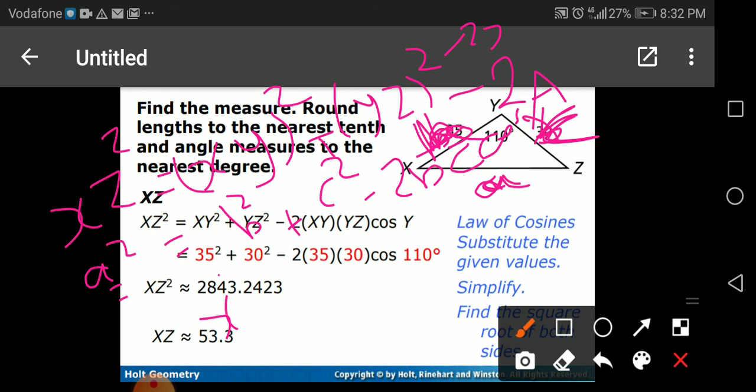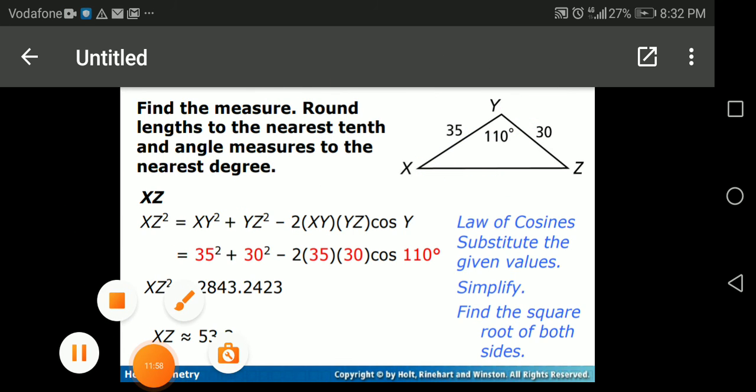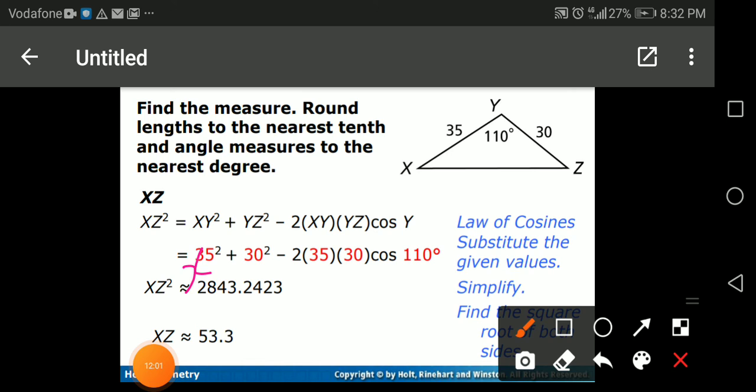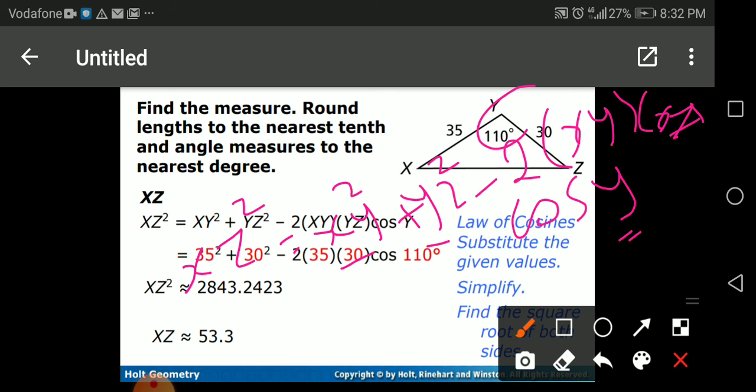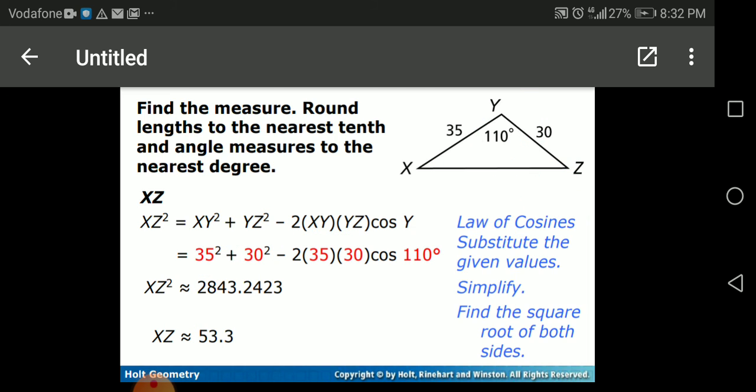Let me write it here again because we don't have any place to write. XZ² equals XY² plus YZ² minus 2 times XY multiplied by YZ. Remember, cosine of what? Cosine of the included angle, which is Y. Then substitute in the rule.